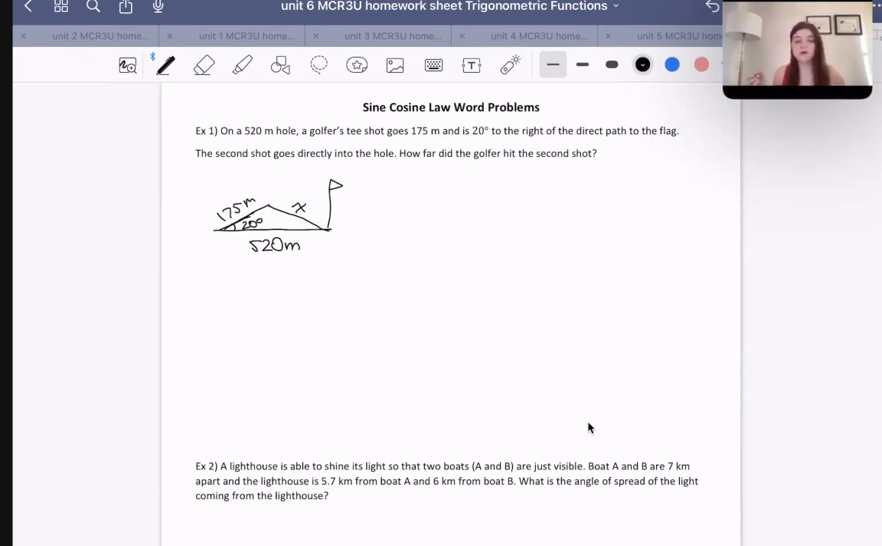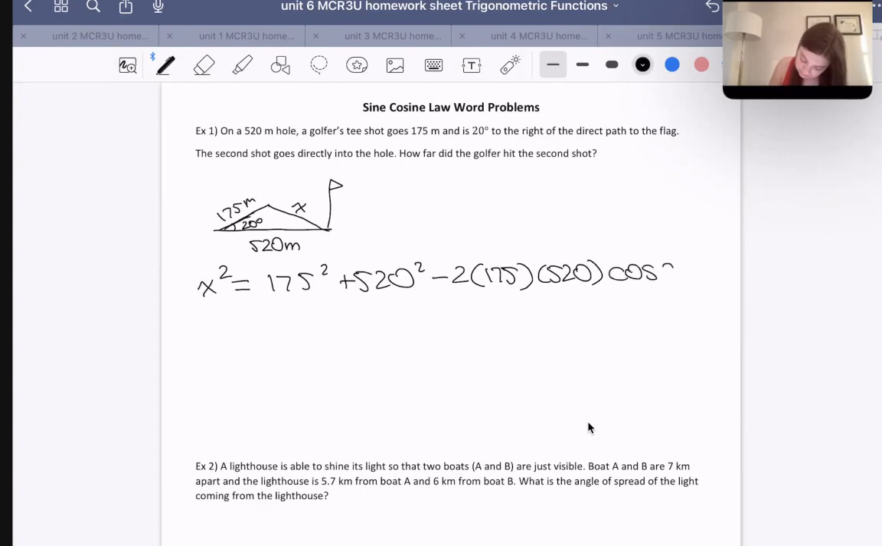Well, we know we have a side-angle-side situation, unfortunately, which means we have to use cosine law because we don't have a side-angle pairing. The only angle we know is the 20 degrees, and the side across from it we don't have, and therefore it's one of those scenarios where we do need to use cosine law. So let's use cosine law. We're trying to find the side x squared. So using cosine law, x squared is equal to 175 squared plus 520 squared minus 2 times 175 times 520 times cosine of 20 degrees. So now we're going to grab a calculator and calculate that and figure out what x is.